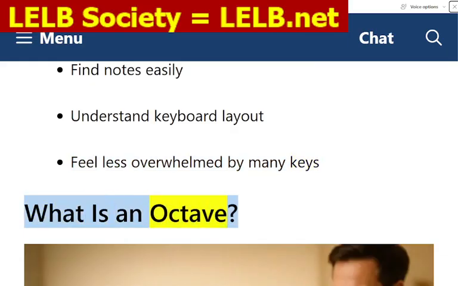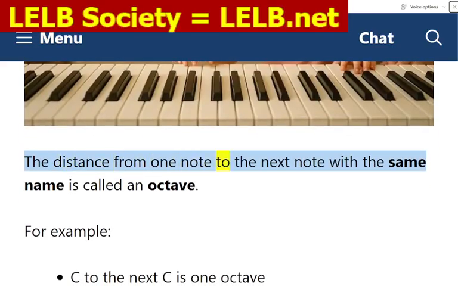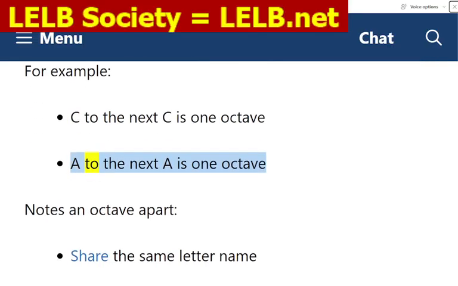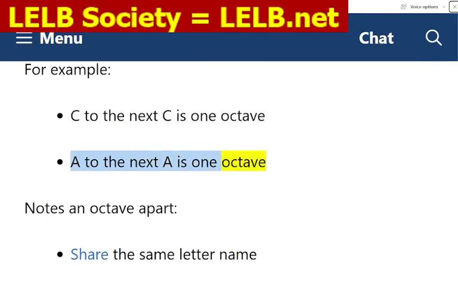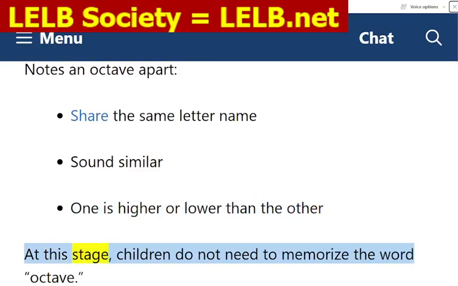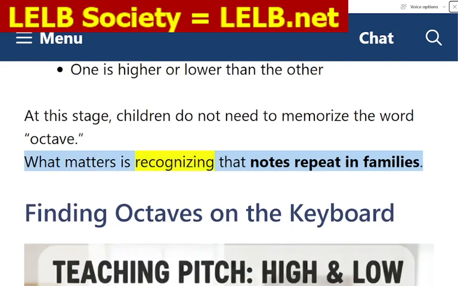What is an octave? The distance from one note to the next note with the same name is called an octave. For example, C to the next C is 1 octave. A to the next A is 1 octave. Notes an octave apart share the same letter name. They sound similar. One is higher or lower than the other. At this stage, children do not need to memorize the word octave. What matters is recognizing that notes repeat in families.